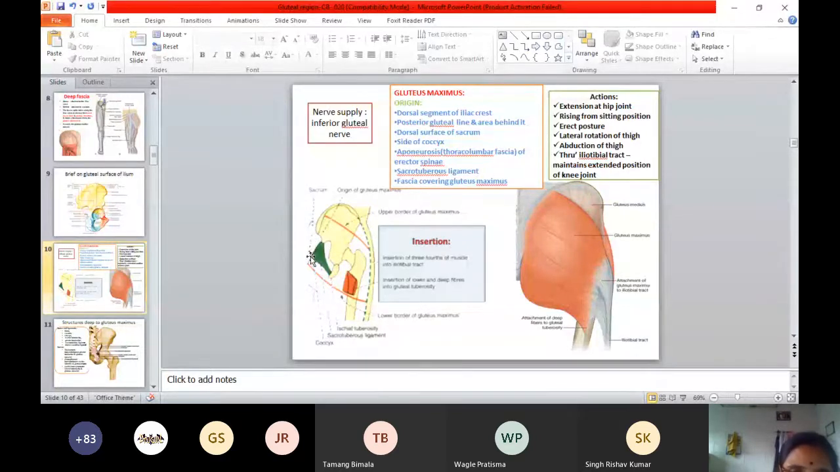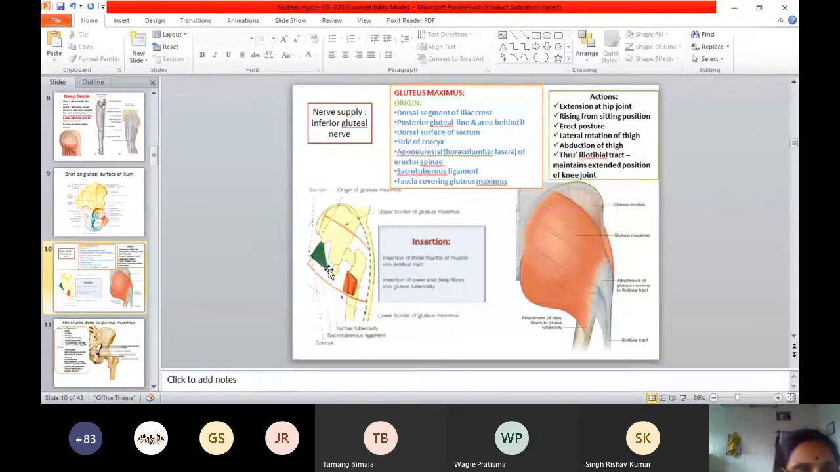And here is the dorsal surface of the sacrum, the side of the coccyx, and the ligament extending from the sacrum to the ischial tuberosity. I told you what the name is, very easy to remember: the sacrotuberous ligament. Then there is the aponeurosis here in the back of our body, extending from the thorax to the lumbar region, the thoracolumbar fascia of the erector spinae, and the ligament, which ligament?